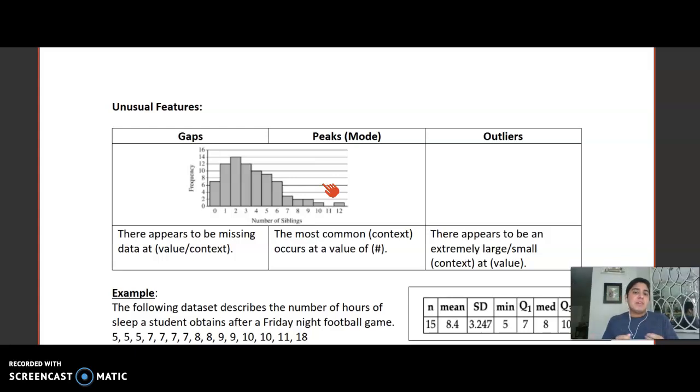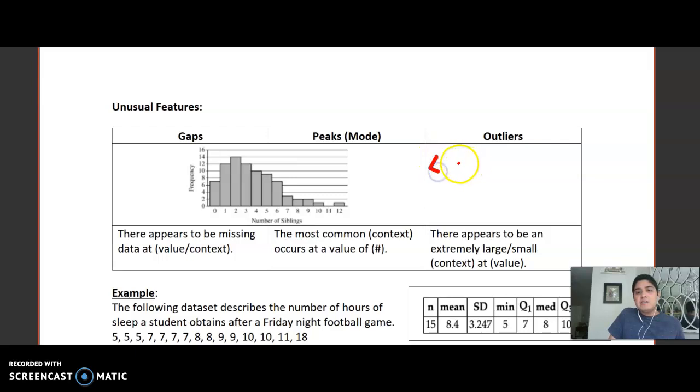Now, a gap is when there is missing data at a specific value or interval. A peak, often referred to as the mode, is the most common type of response value. And then an outlier is an extremely small or an extremely large value. Now, we actually have a mathematical rule for an outlier, so you don't have to guess and check here. So what we're going to do is we're going to write this rule in, but our rule is the following.